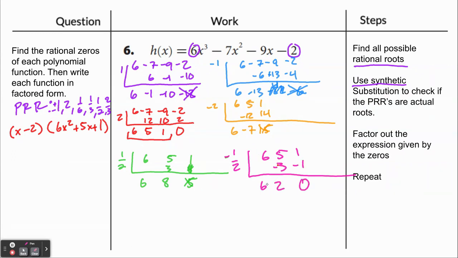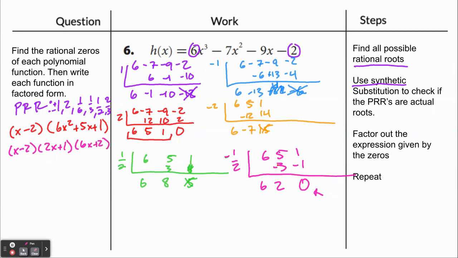So in this one, I bring down the 6. Negative 1/2 times 6 is negative 3. Add those together to get 2. Negative 1/2 times 2 is negative 1. And that gives us 0 here. So in this one, what we should see is we're going to factor out another one. So now we have x minus 2 and 2x plus 1, because I know that negative 1/2 is one of my factors. And what I'm left with here is 6x plus 2.